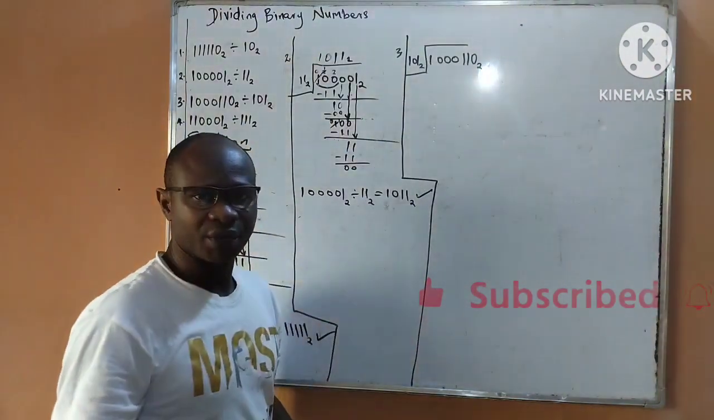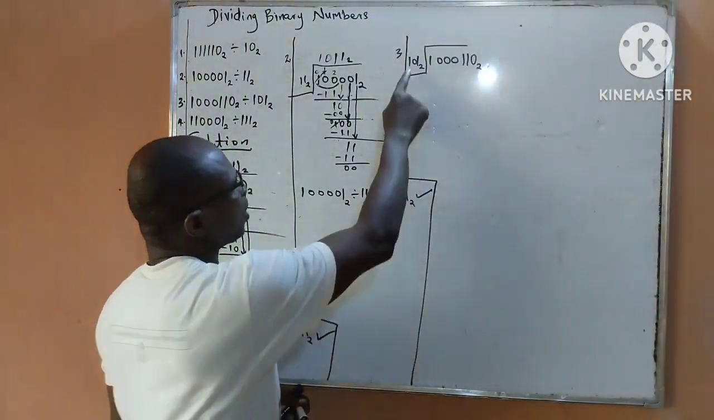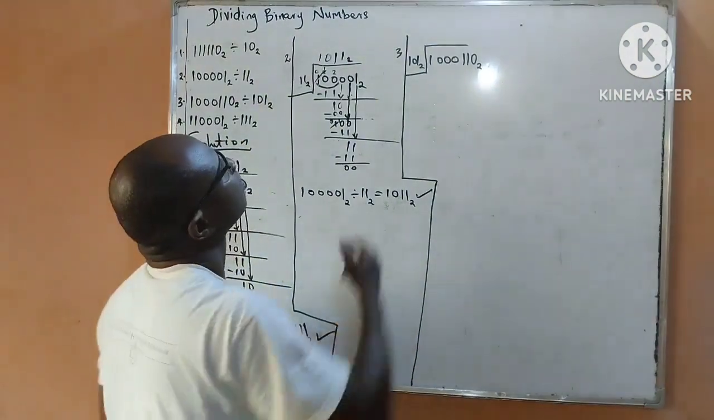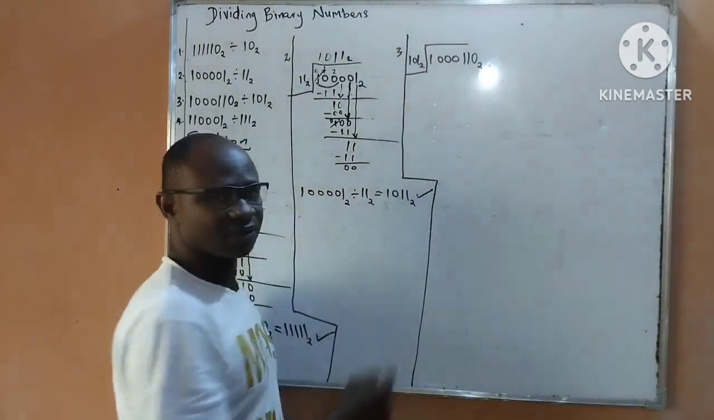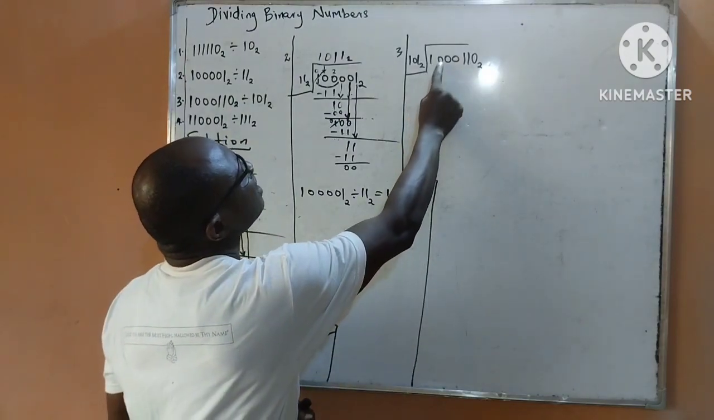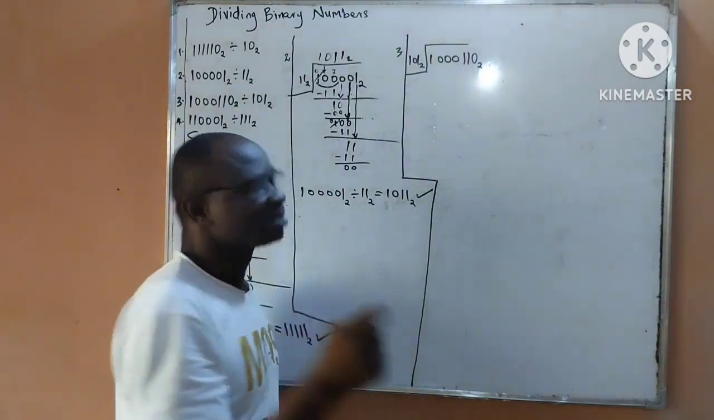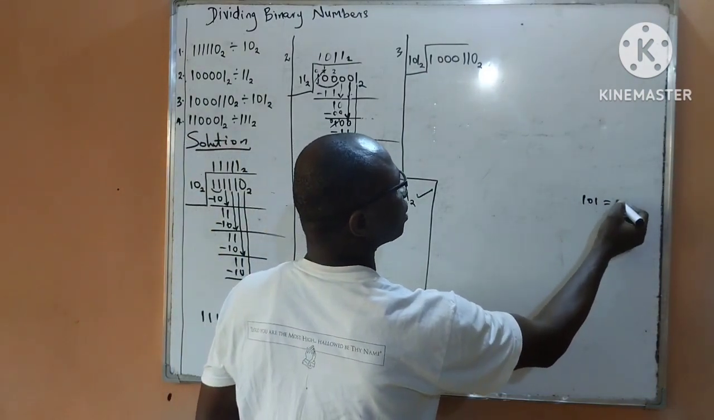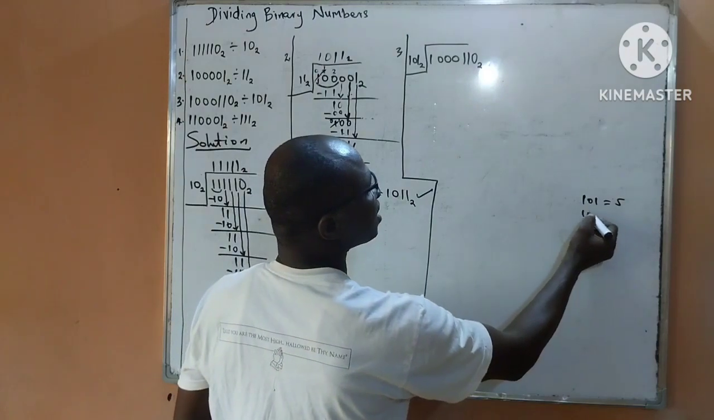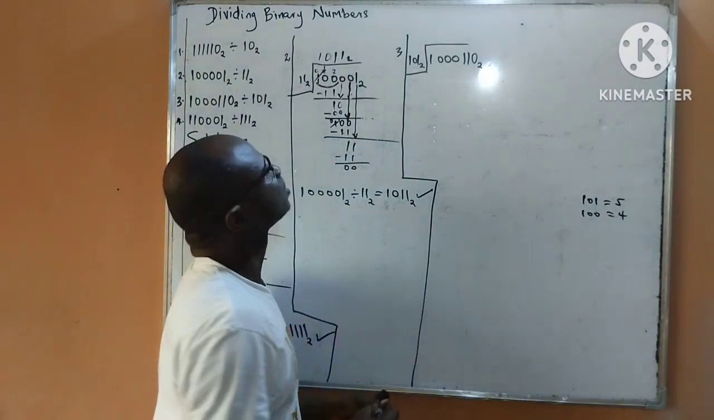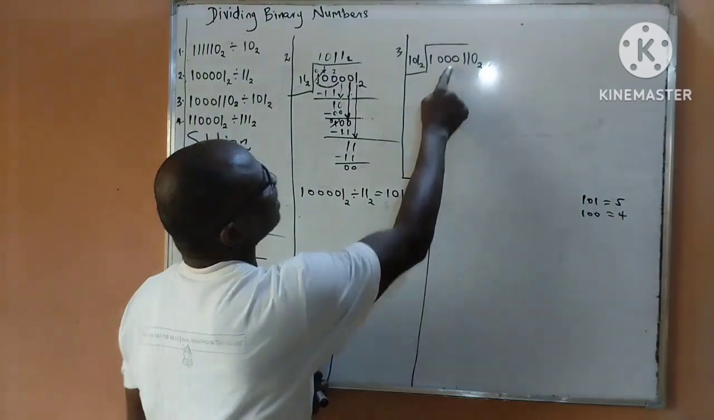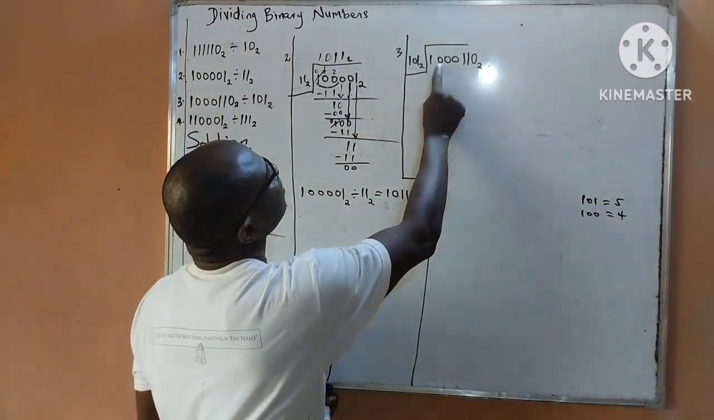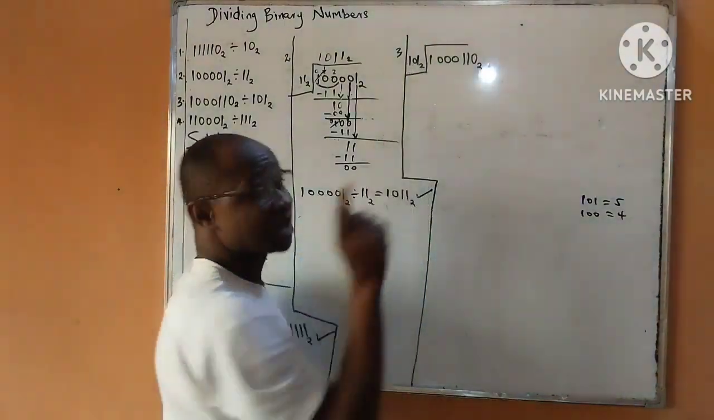101 cannot divide 1 because it is greater than 1. 101 cannot divide 10 because 101 is greater than 10. Also, 100 is still less than 101. 101 is actually equal to 5, but 100 is equal to 4. So 5 cannot divide 4. That is the real meaning. Okay, so 100 divided by 101 cannot go.